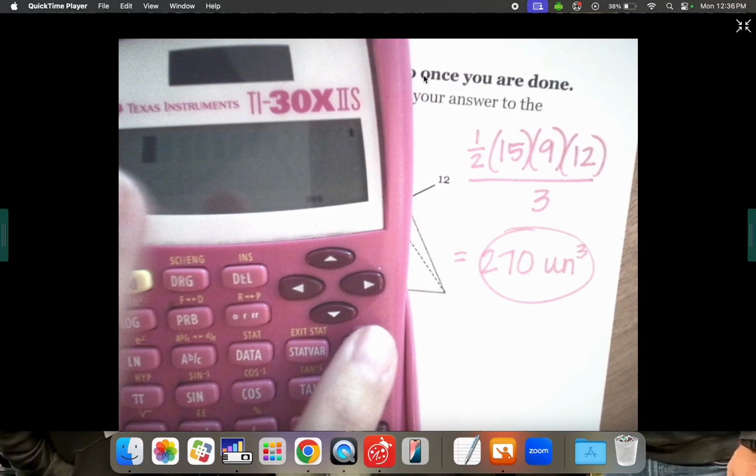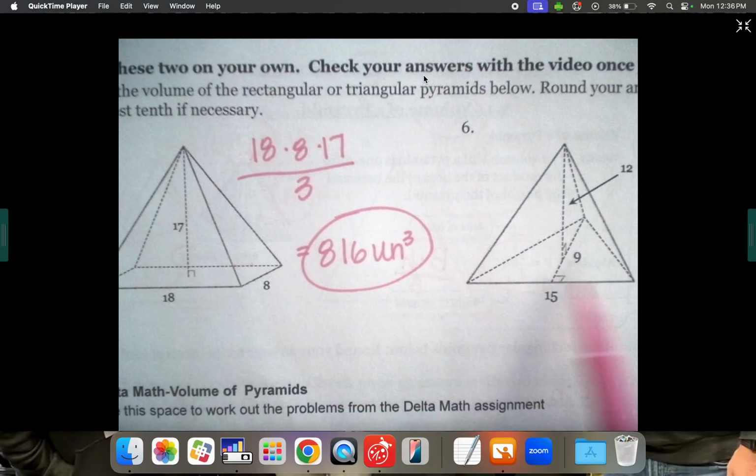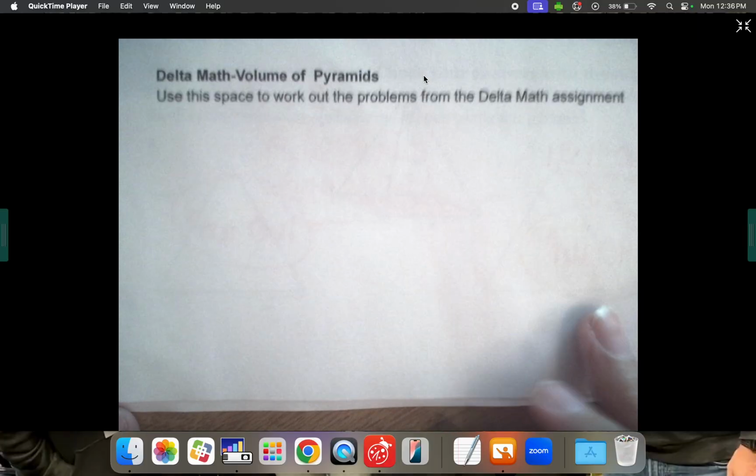All right. So go ahead and try your Delta Math now. Just be really careful that you check out to see if one of them is a triangle base versus a rectangular base, and we left you a little room, not much, but a little room to work out your problems down here.